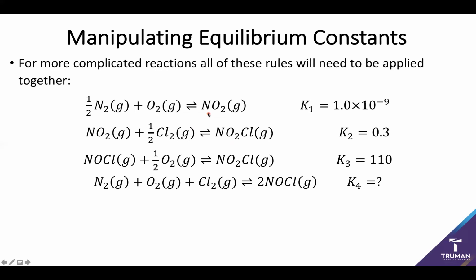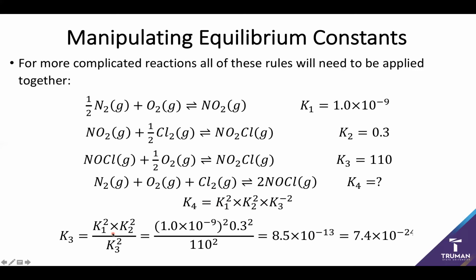Now I leave it as an exercise to prove that all of these cancel out. But essentially, if you multiply this one by 2, this one by 2, and flip this one and multiply by 2, and combine all these together, you'll get my net combined reaction. That means I can get the equilibrium constant by taking the square of the first one, the square of the second one, and the inverse square of the third one. Or multiply the squares of the first two, and divide by the square of the third.